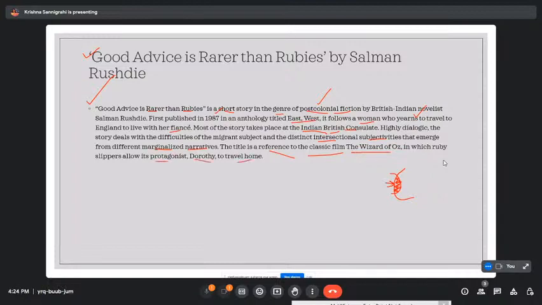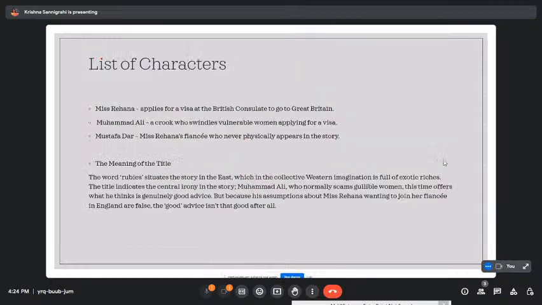So this is the reference of the title. List of characters. Miss Rihanna applies for a visa at the British consulate to go to Britain. Muhammad Ali, a crook who swindles vulnerable women applying for a visa. Mustafa, Miss Rihanna's fiancé, who never physically appears in the story.